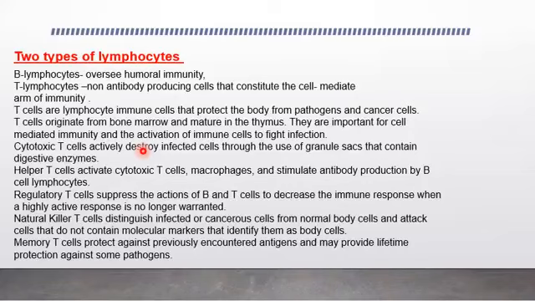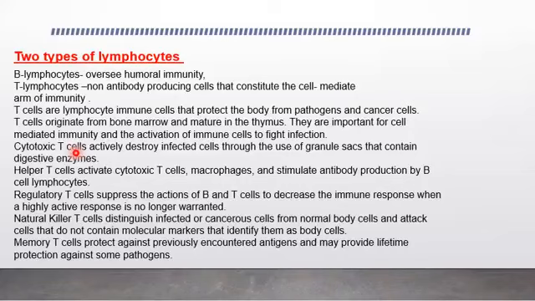So the T cells are divided into many types. The first one is the cytotoxic T cells, which actively destroy infected cells through the use of granule sacs that contain digestive enzymes. So basically the cytotoxic T cells kill the cell straight away by releasing the granules. These granules have the ability to induce apoptosis. As you know, apoptosis is programmed cell death.